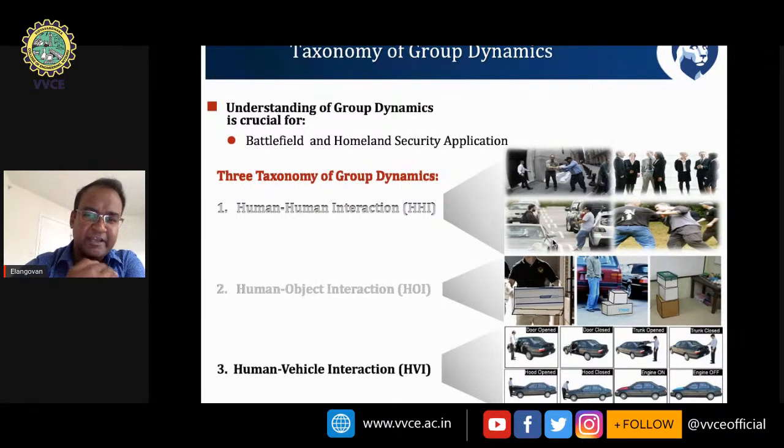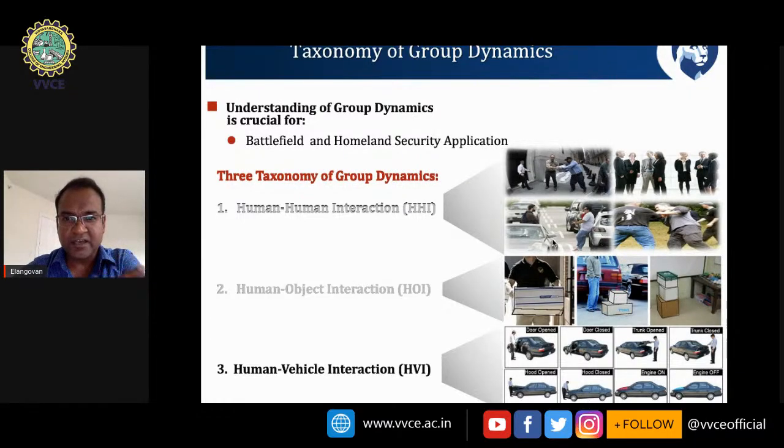Another important interaction we need to find out is how humans are interacting with objects. For example, is the person carrying the object, or dropping the object, or placing the object inside a vehicle, or leaving the object unattended? We want all these kinds of interactions. And the most important thing is human-vehicle interaction. If you look at most suspicious activity, most of it involves a vehicle. So we want to detect what kind of interaction the person has with the vehicle, for example, opening the door, closing the door, opening the trunk, closing the trunk, and so on.